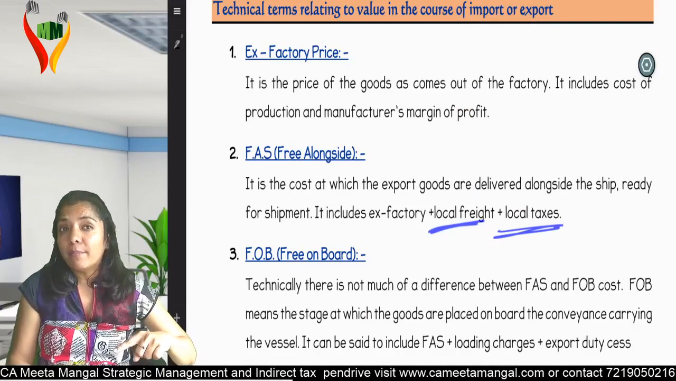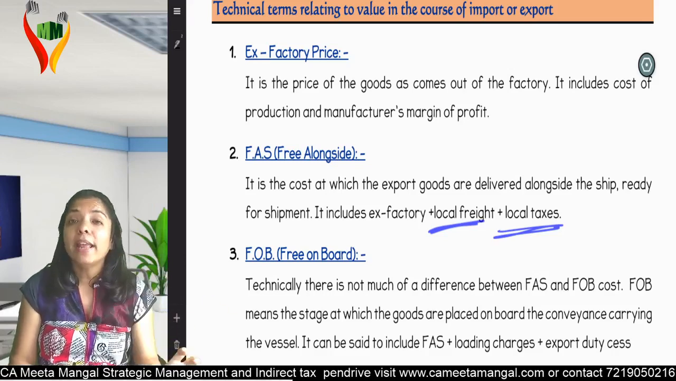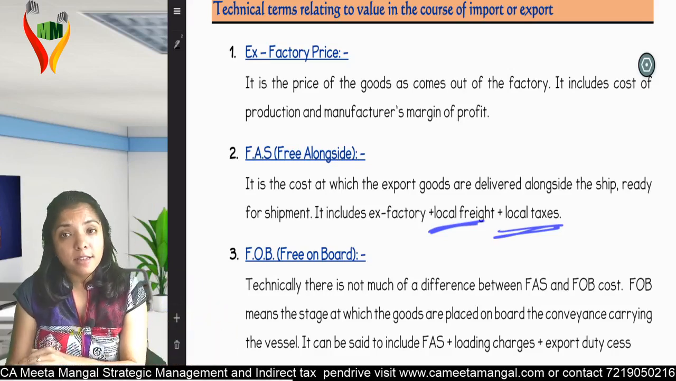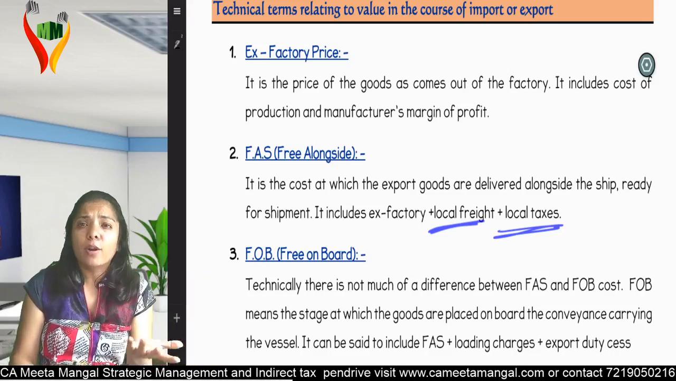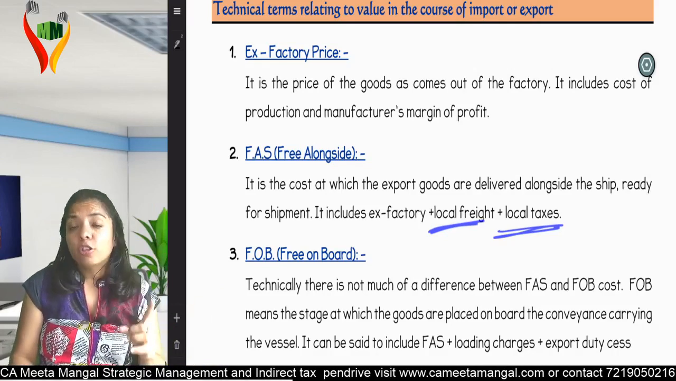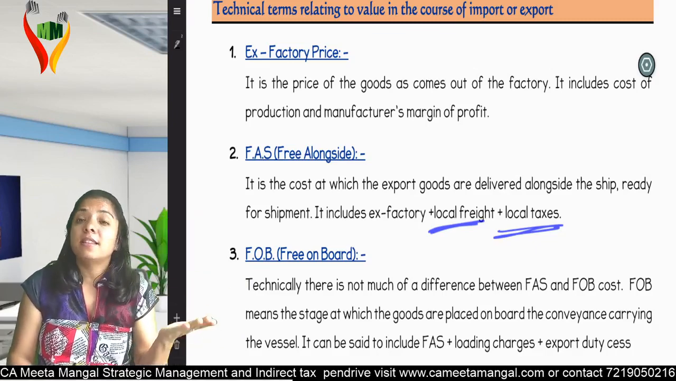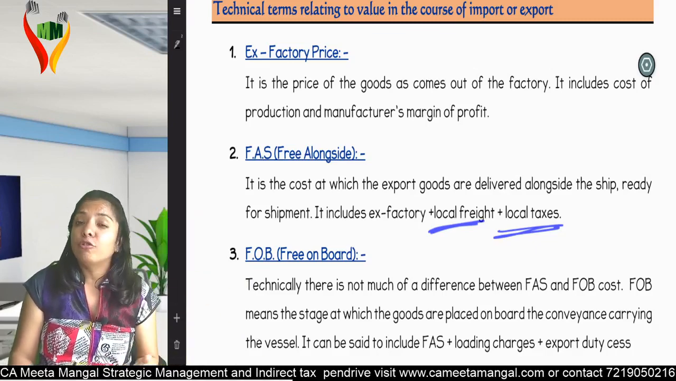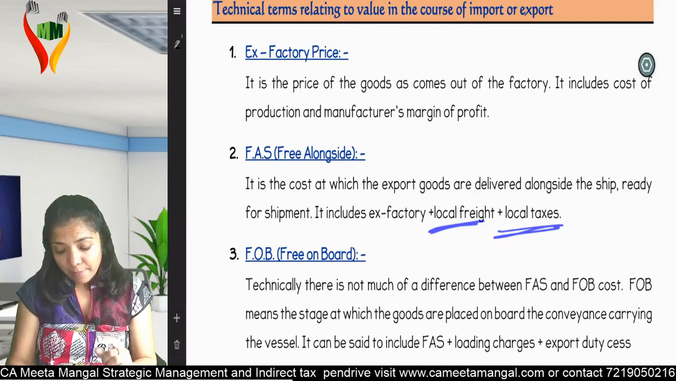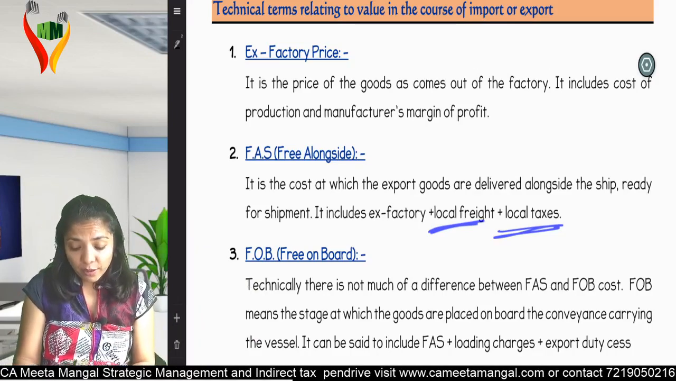Now, what needs to be done by me? I need to do the loading of the goods on the vessel or in the aircraft, whatever. So I have to pay the loading charges, as well as, if there is some export duty in that country, I have to pay the export duty also. Am I clear what is happening over here?